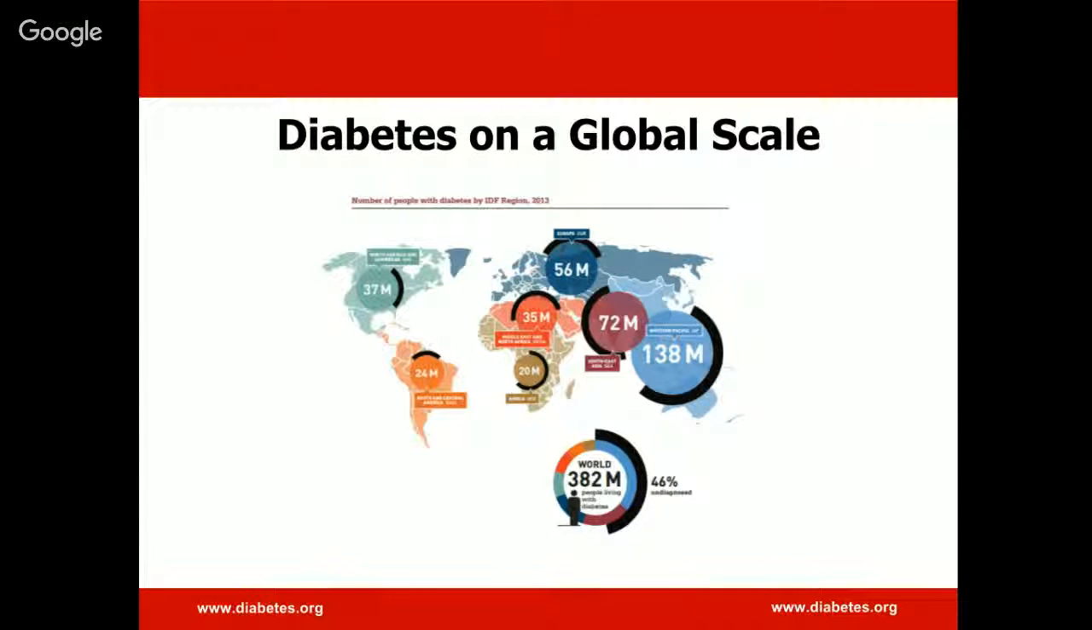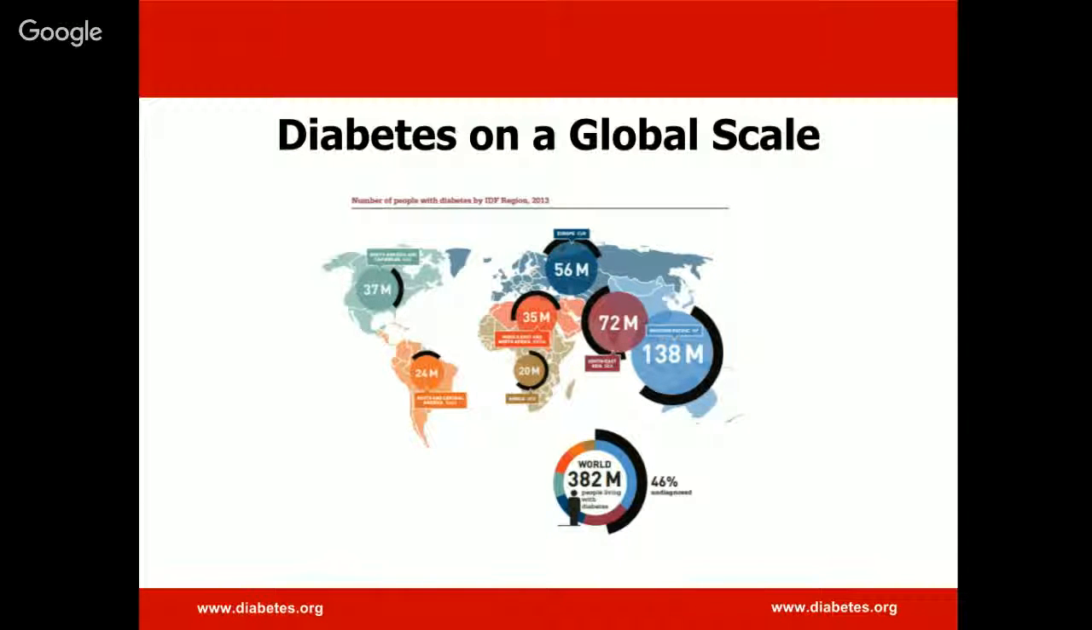When we talk about diabetes on a global scale, if you look at the numbers here, it is estimated that there are 382 million people with diabetes all over the world. In the United States, we're talking about 37 million, South America, 24 million. Look at Africa: we're talking about 35 million in Northern Africa and 20 million in Southern Africa.